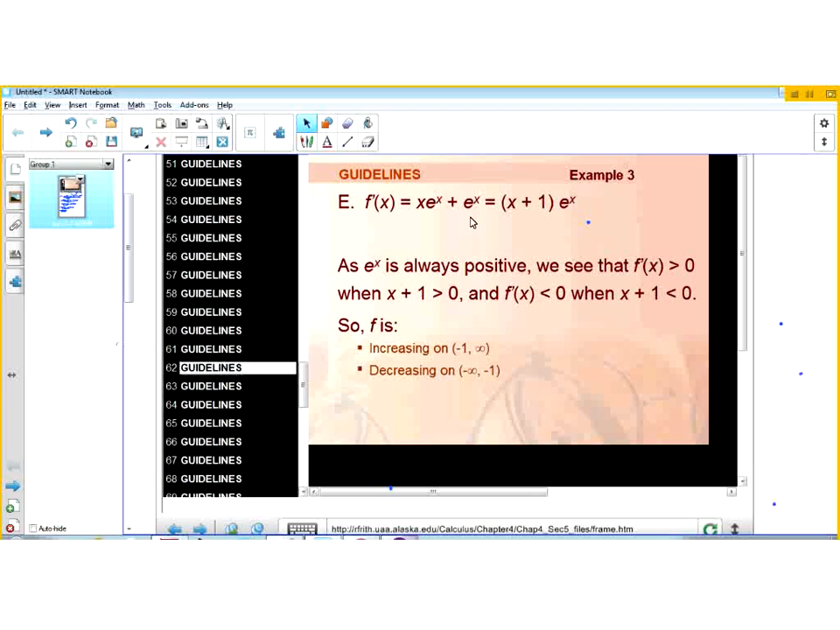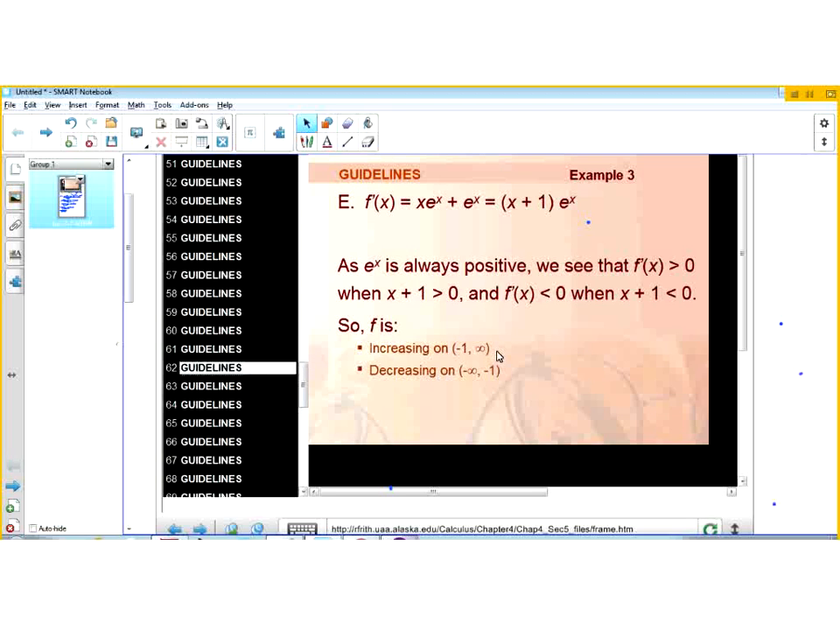The first derivative, using the product rule for differentiation, becomes this. This term is always positive, so f prime of x is greater than 0 when x plus 1 is greater than 0, and less than 0 when x plus 1 is less than 0. So it's increasing from -1 to infinity, decreasing from negative infinity to -1. By the increasing/decreasing test, x equals -1 has to be the abscissa of a local maximum.